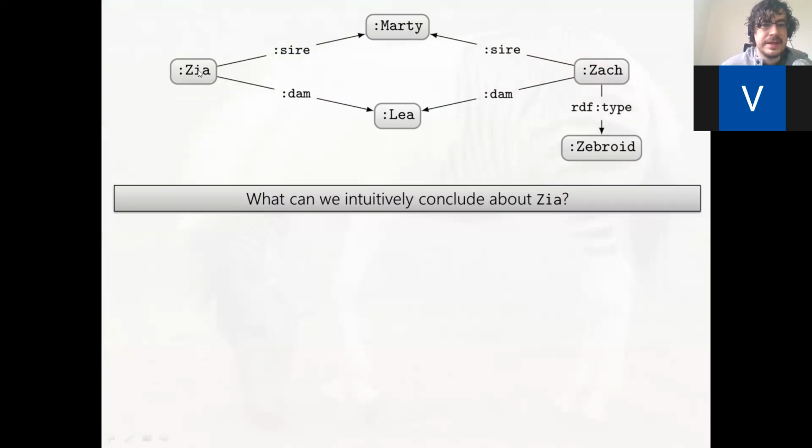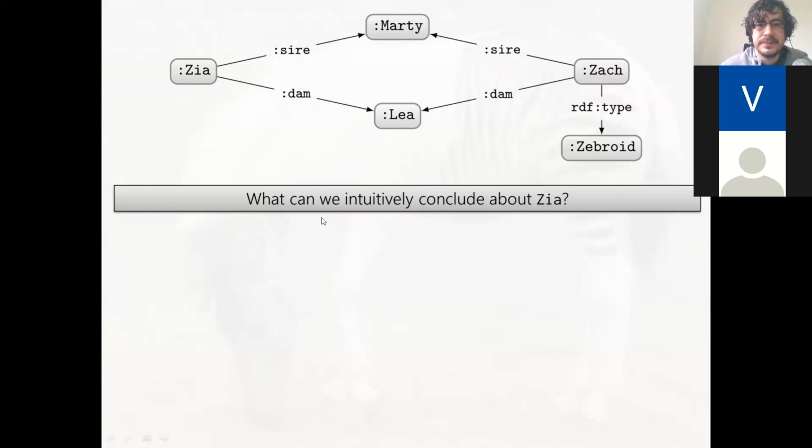And here we have Sia. Sia has the same sire and the same dam. What could we intuitively conclude about Sia here? Any suggestions? That she's a zebroid? Yep, that Sia is a zebroid, right?